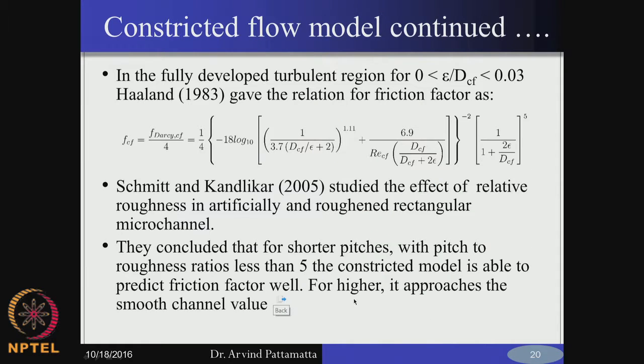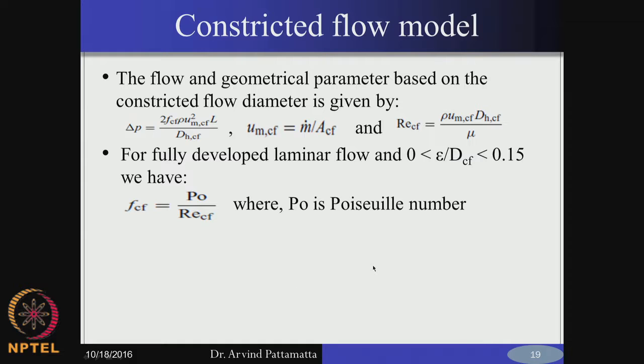So, if you are now looking at the definition of Re_CF, two things are changing, not only the diameter, but also the velocity. Okay. So, you have to calculate what is the mass flow rate with the smooth channel, okay, and now with that you divide it by the constricted flow cross sectional area and you get the velocity. So, your velocity changes and your diameter also changes.